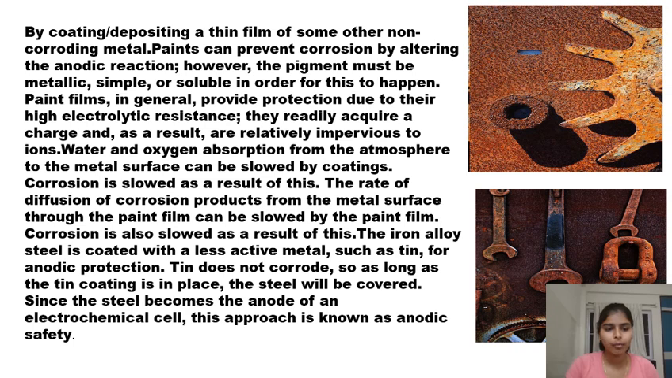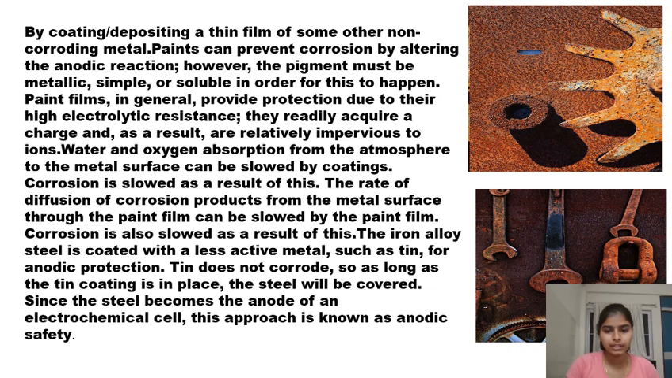Water and oxygen absorption from the atmosphere to the metal surface can be slowed by coatings. Corrosion is slowed as a result of this. The rate of diffusion of corrosion products from the metal surface through the paint film can also be slowed by the paint film. Corrosion is also slowed as a result of this.